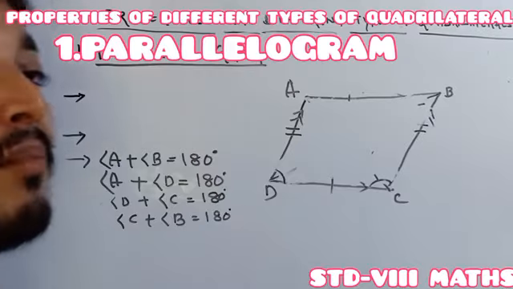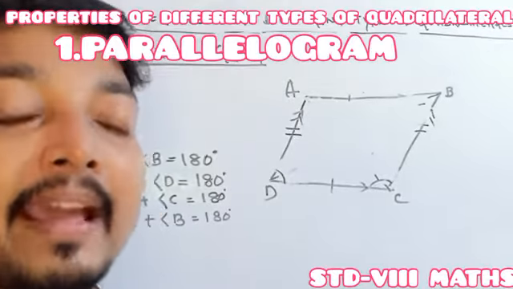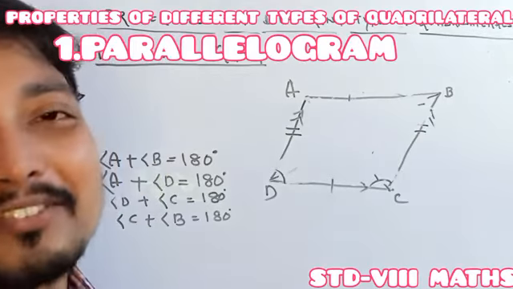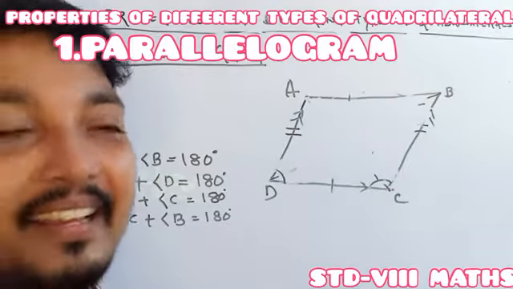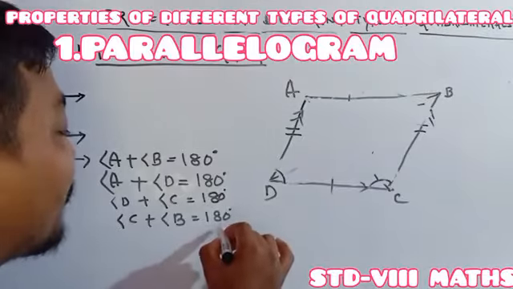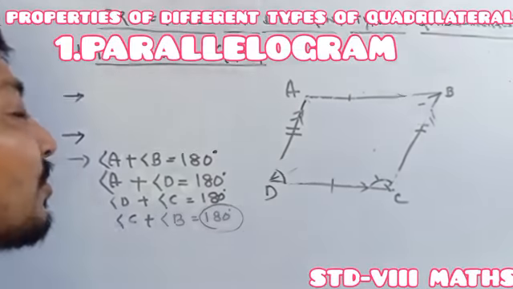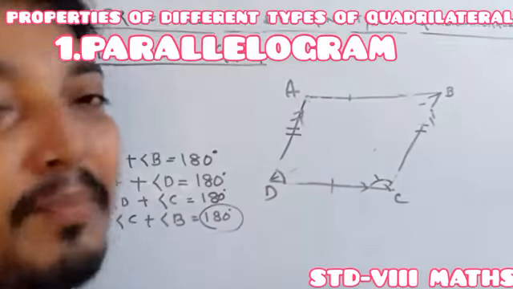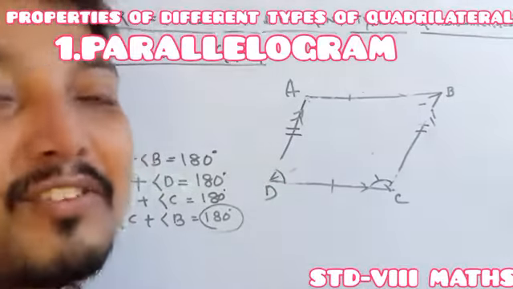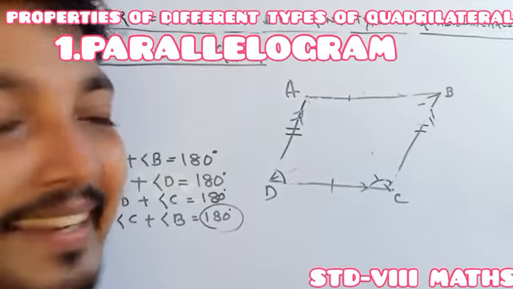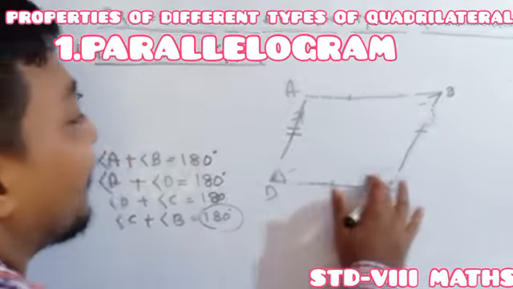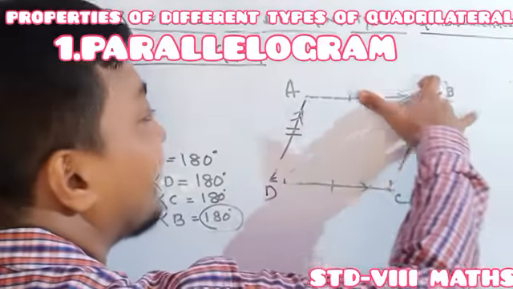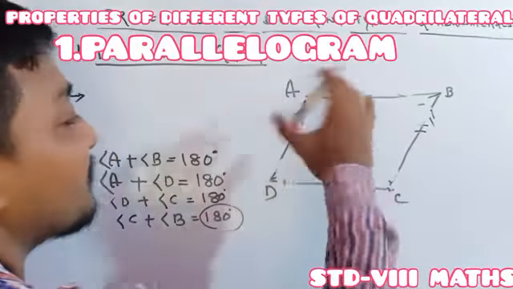So it means the sum of an adjacent pair of angles is always equal to 180 degrees. 180 degrees means both are supplementary angles. Otherwise one can say the pair of adjacent angles are supplementary angles. Supplementary angle means their sum is equal to 180 degrees. Ready? Another point, remember: this one adjacent angle, this one adjacent angle, this one adjacent, also this one adjacent.